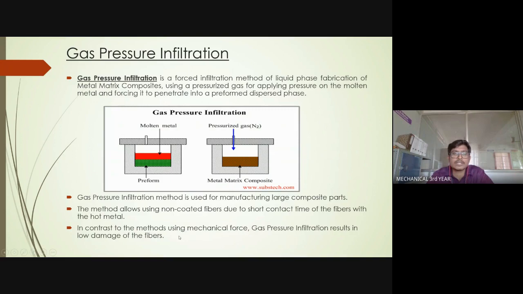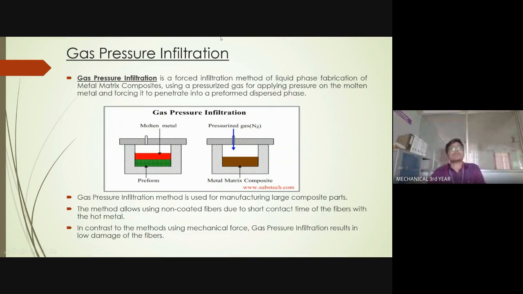So let us see gas pressure infiltration method over here. Gas pressure infiltration is a forced infiltration. It is not happening on its own. Okay, so what you are going to do is you have to force the molten metal into your preform with the help of gas pressure. It is an artificial method. It is not going to happen with the help of capillary action.